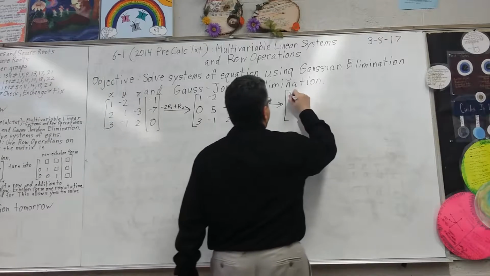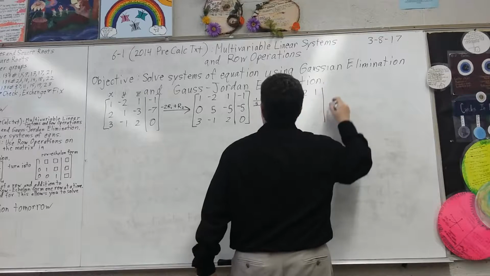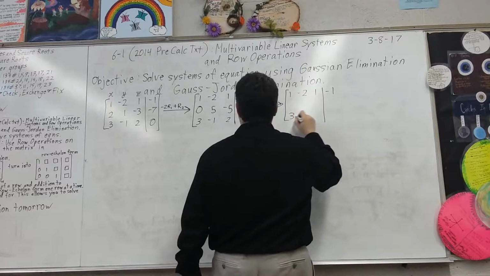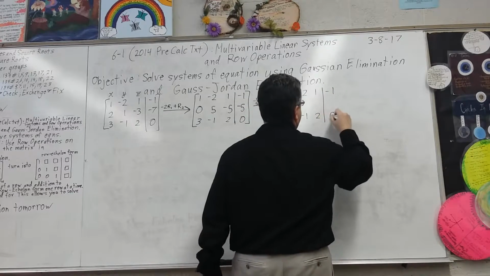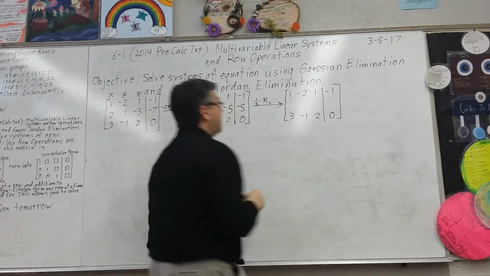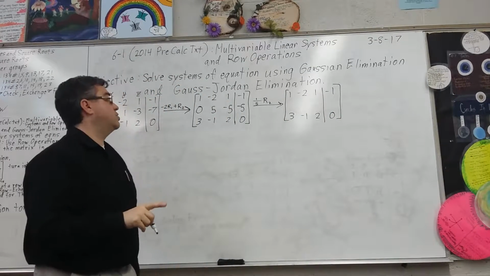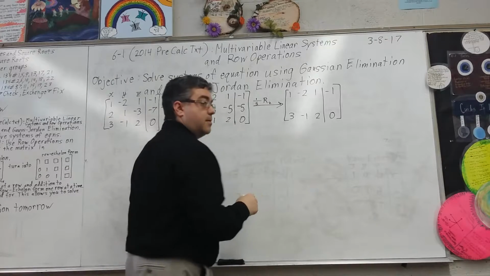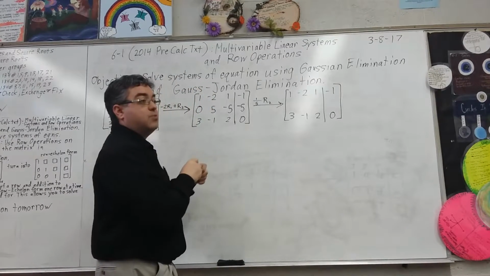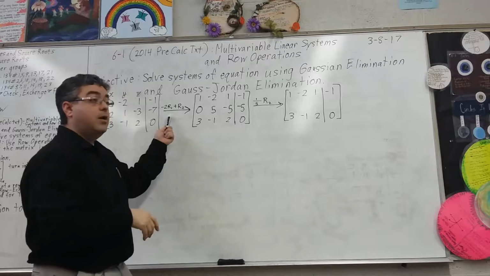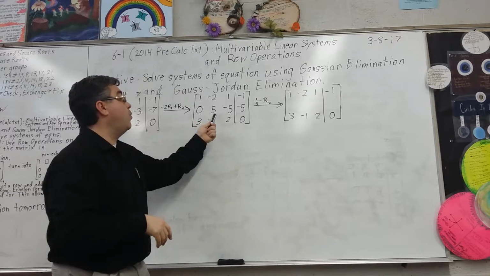My row 1 will stay the same. And actually my row 3 for right now will stay the same. And my row 2 will change. I thought you just changed row 2. I did it before. I need to do it again to get 0, 1.